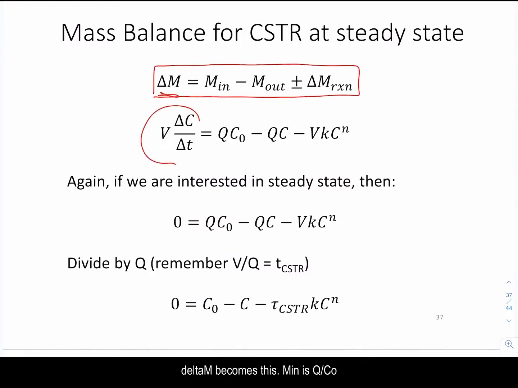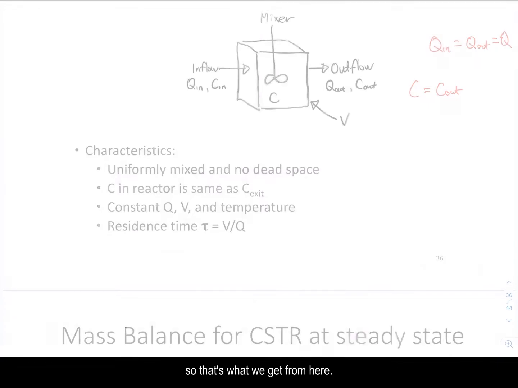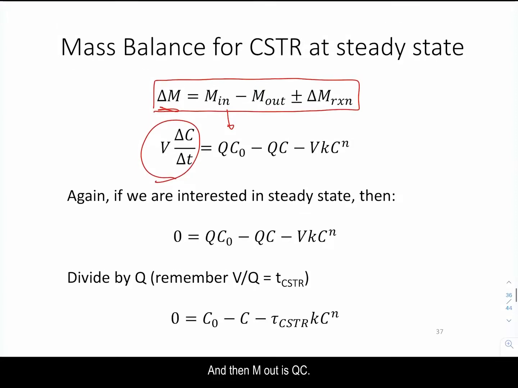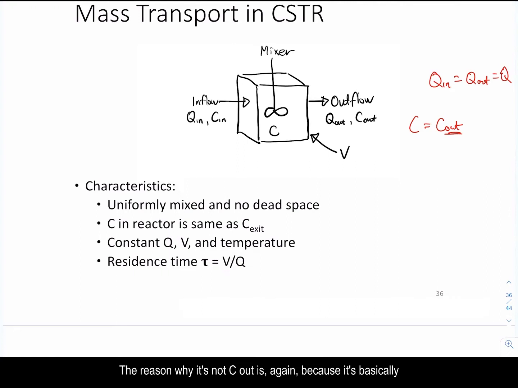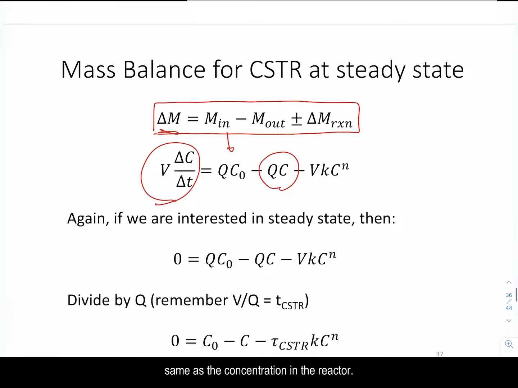Okay. So now, same thing using the mass balance equation. Delta M becomes this. Okay. M in is Q times C naught. So that's what we get from here. Okay. And then M out is QC. The reason why it's not C out is again because it's basically the same as the concentration in the reactor. Right? And then the reaction is V k C^n.